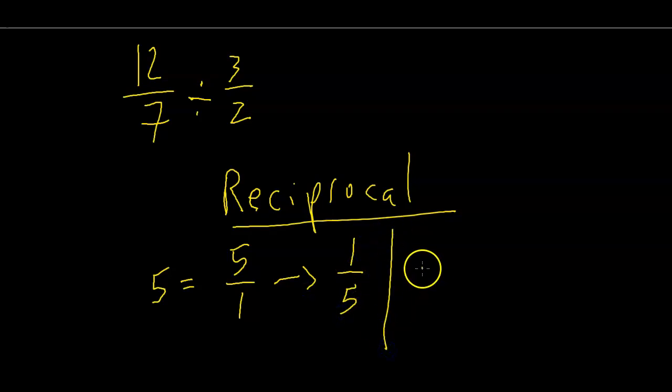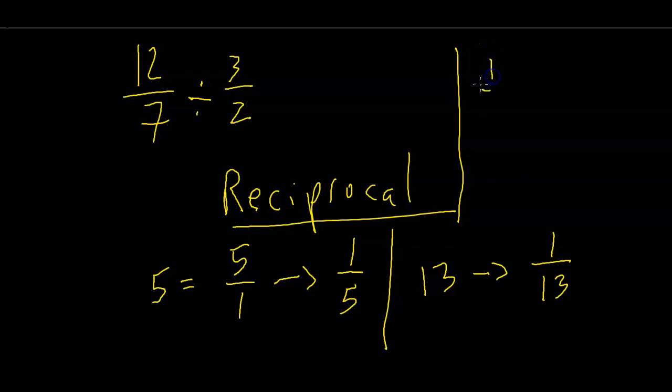For the same reason, let's take another whole number. The reciprocal of 13 is nothing but 1 over 13, right? And for that same reason, the same thing works in the opposite way, right? Let's say we had 1 over 7. The reciprocal of 1 over 7 is just 7 over 1, which would just equal 7, right? So the reciprocal of 1 over 7, nothing but 7.